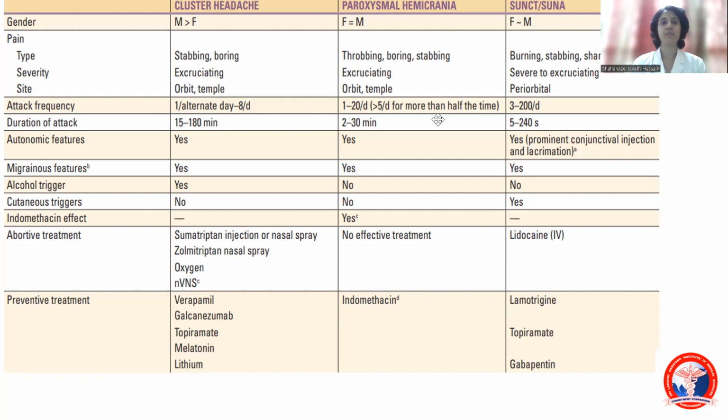So for abortion or the acute treatment of SUNCT, IV lignocaine is recommended. However, for prevention, lamotrigine and topiramate, which are anti-epileptics, can be used, and gabapentin can also be used for prevention of this.